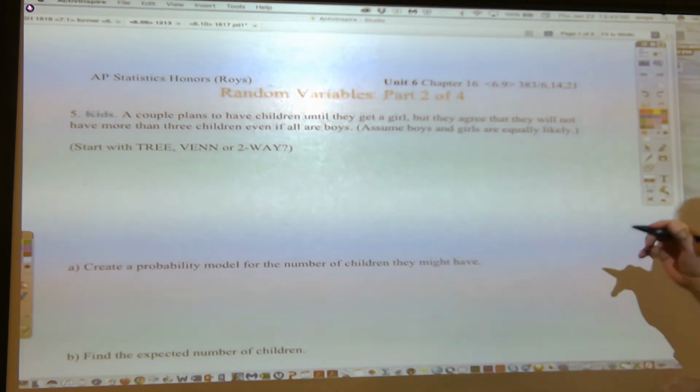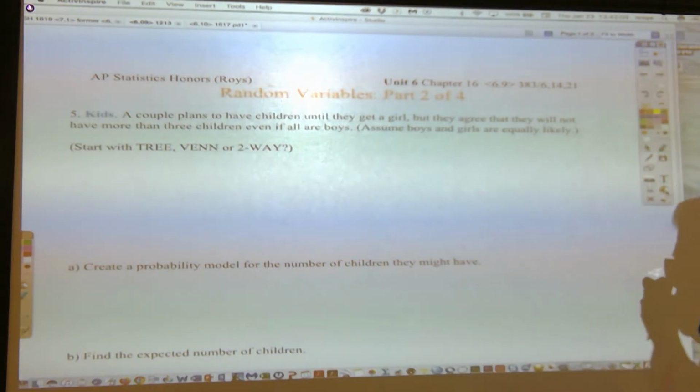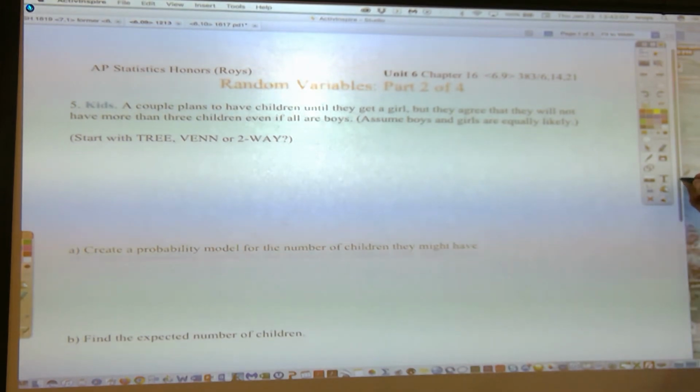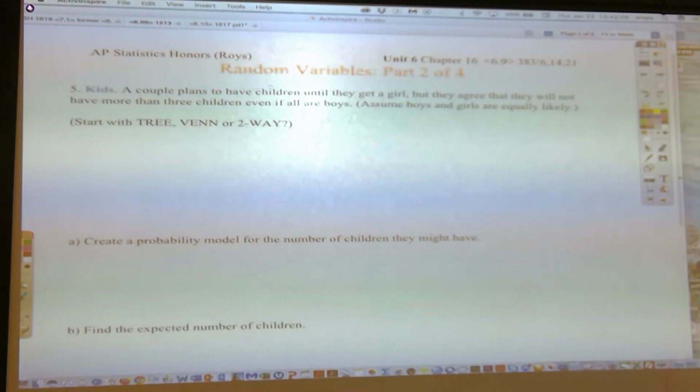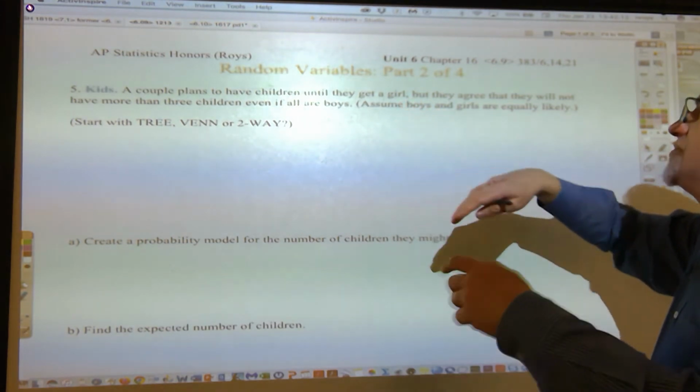All right, here we go. Random variables, part 2 of 2. So let's dive into this one. So someone wants to have children. A couple plans to have children until they get a girl. We're just gonna keep having children until we get a girl.